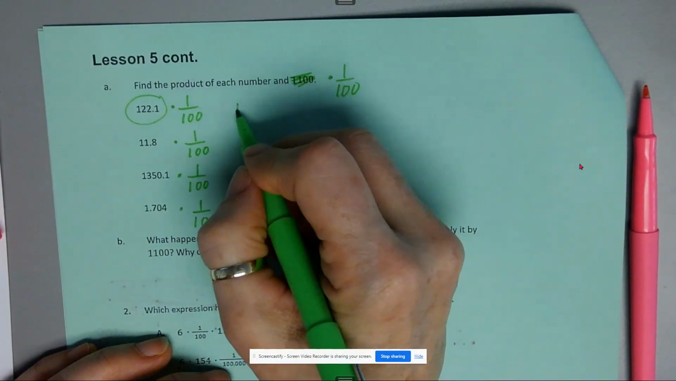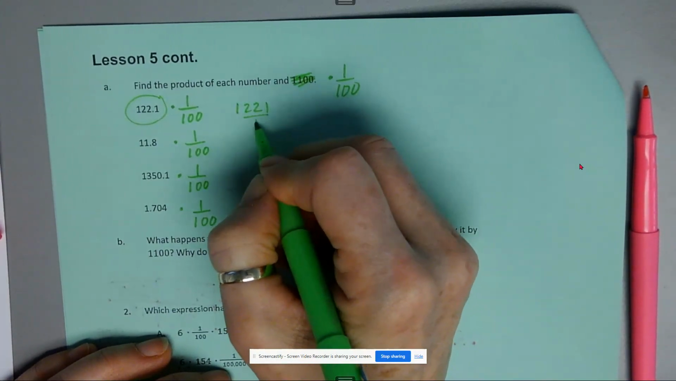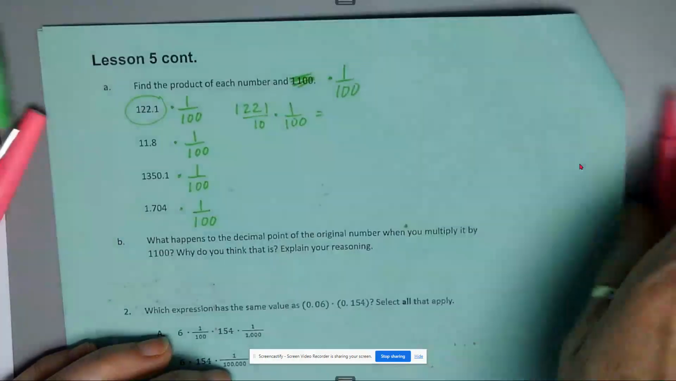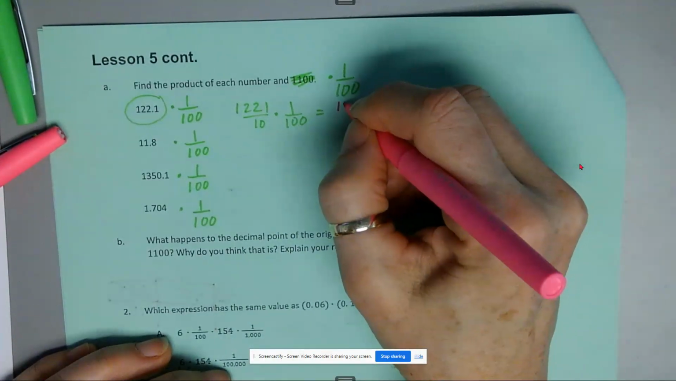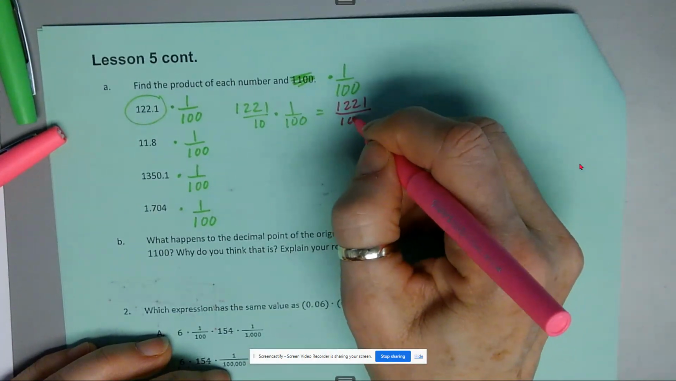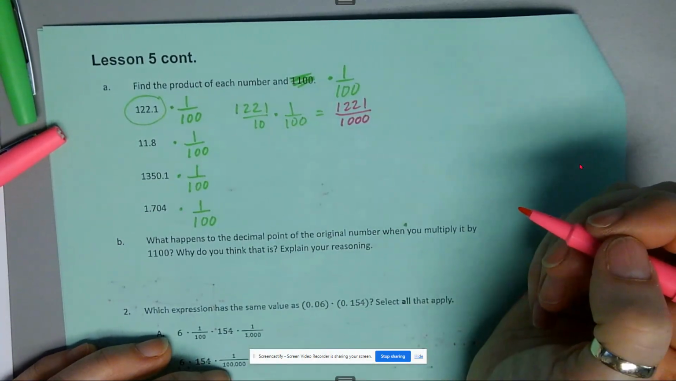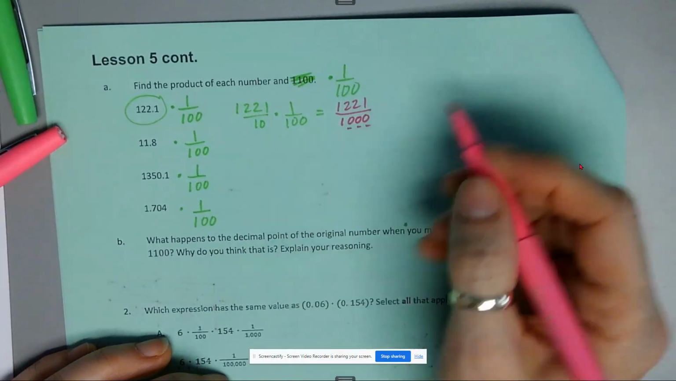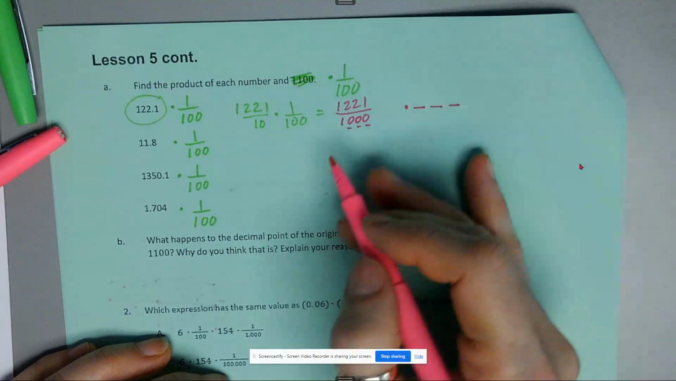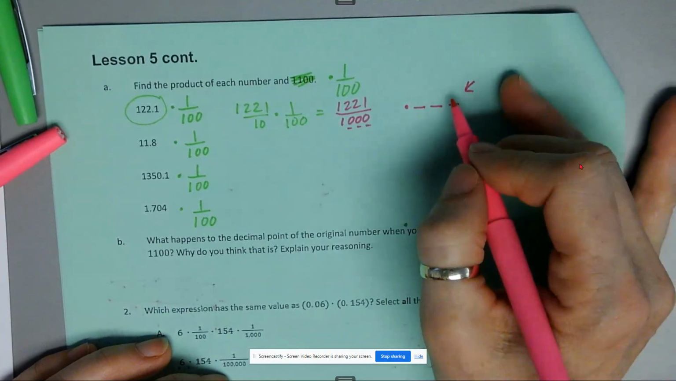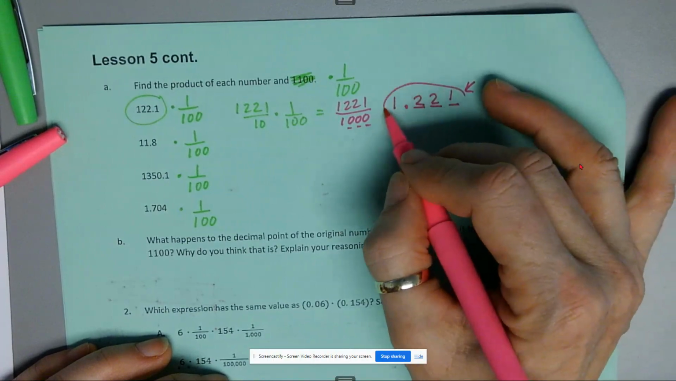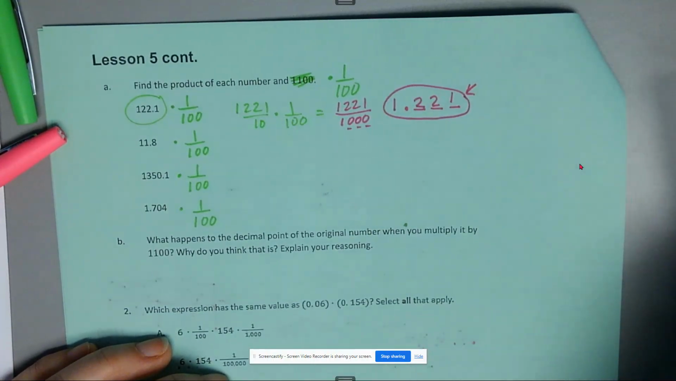I would write this number as 1,221 over 10 times 1 over 100, which would give me 1, 2, 2, 1 over, what's 10 times 100? 1,000. And then I think, well, I have 3 zeros, so I should have 3 places in my answer. And I have to start on the right. So 1, 2, 2, 1 would be the correct answer.